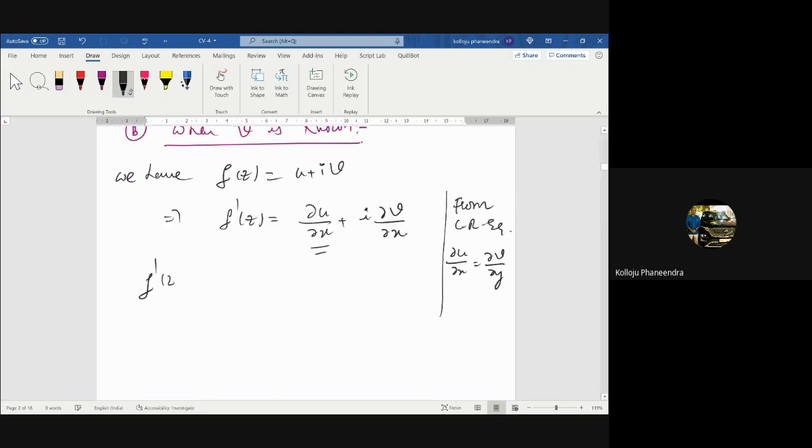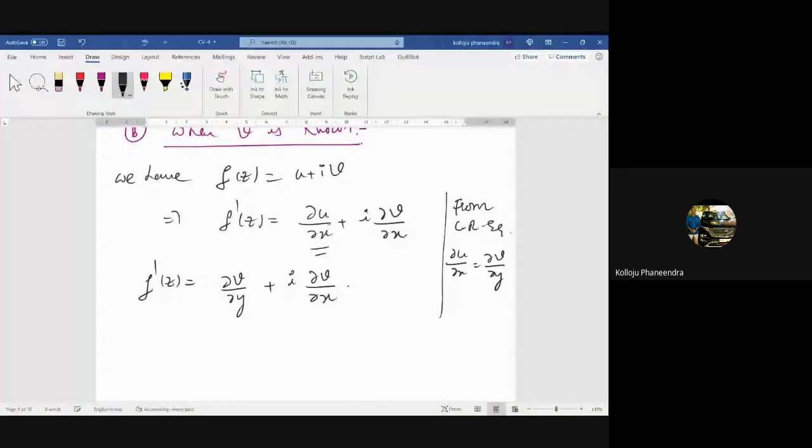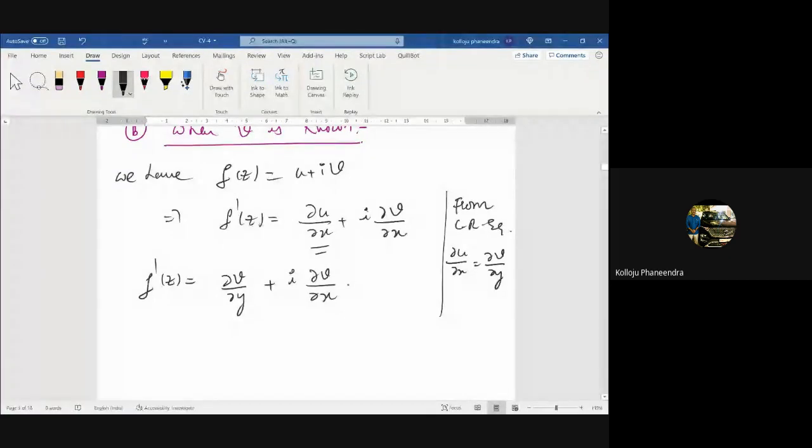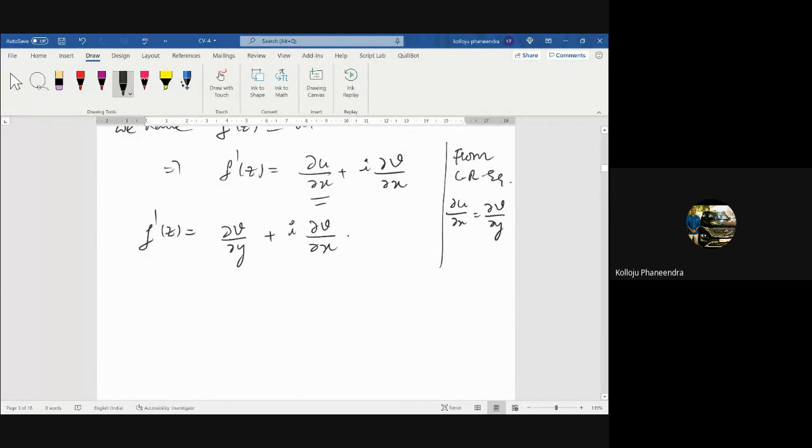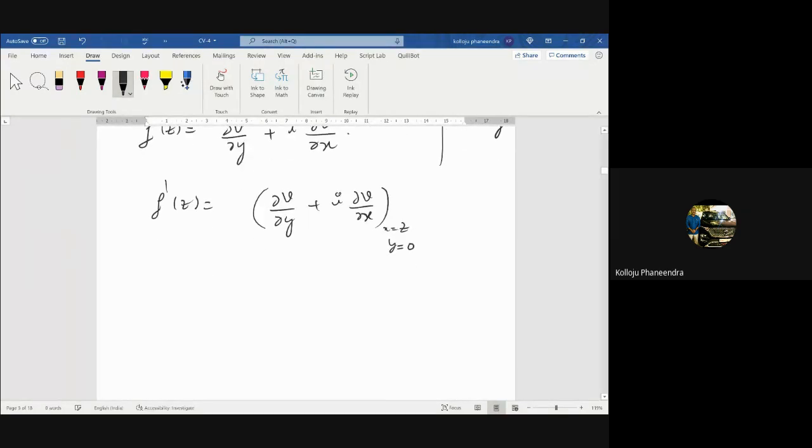That implies f dash z equal to dou v by dou y plus i into dou v by dou x. Now I can calculate both dou v by dou y and dou v by dou x. Okay. Now to get the answer in terms of z, what I have to do? Evaluate these partial derivatives at x equal to z, y equal to 0.